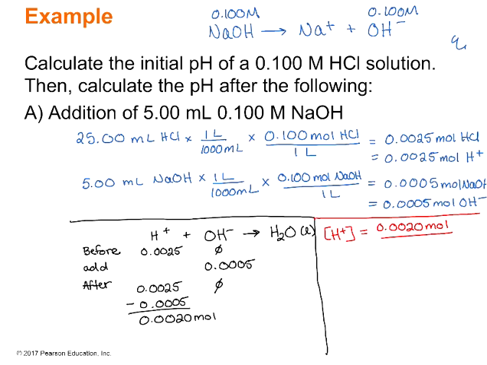So we said that we started with 25 milliliters of solution, and if we convert that to liters, it's 0.025 liters. And then we added 5 milliliters, which converted to liters is 0.005. So that's our new total volume. So overall we have 30 milliliters or 0.03 liters of solution. So the new concentration of the hydrogen ions should come out to be 0.067 moles per liter.